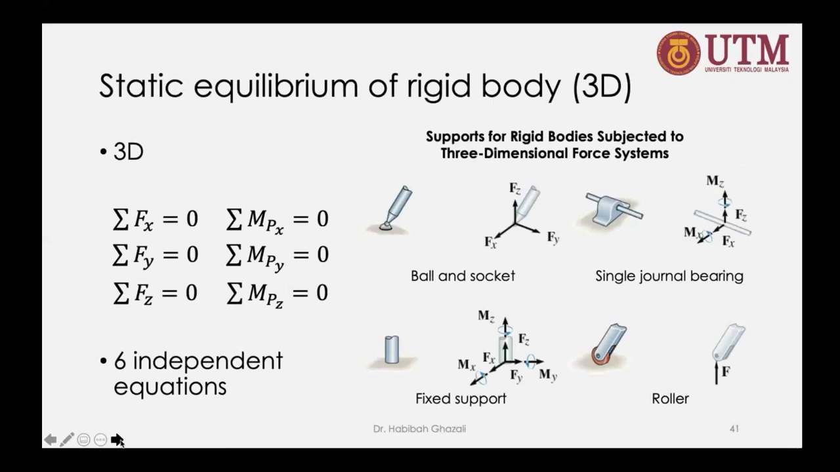Okay, so I think that's about it for 2D. Static equilibrium problems for a rigid body can also be in 3D. When it's in 3 dimensions, you have 6 independent equations. So these are some examples of supports for a rigid body subjected to a 3-dimensional force system.